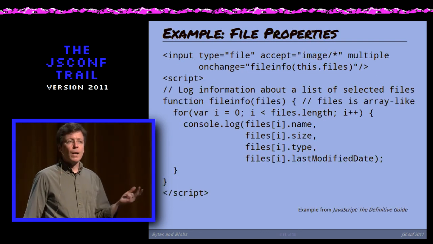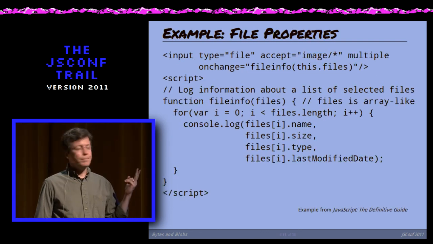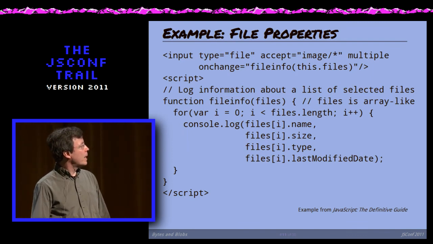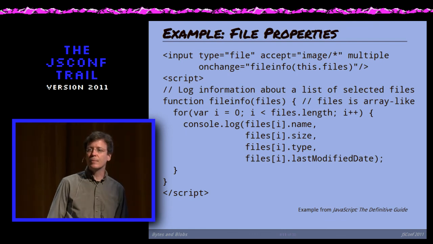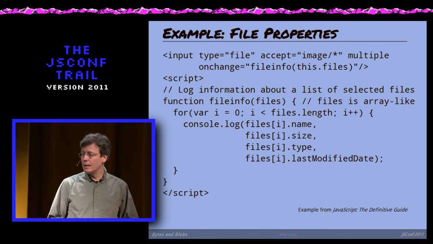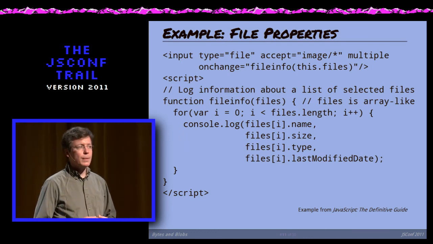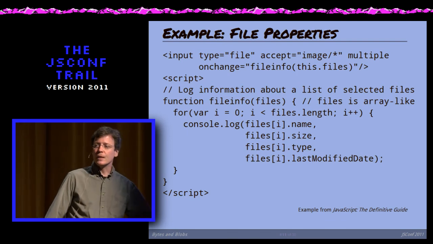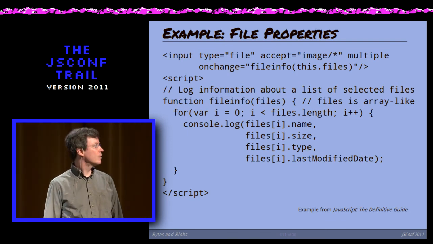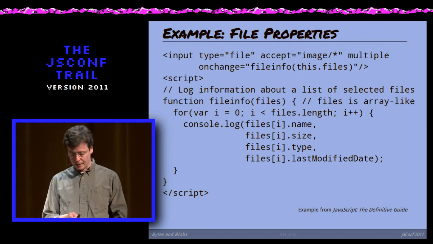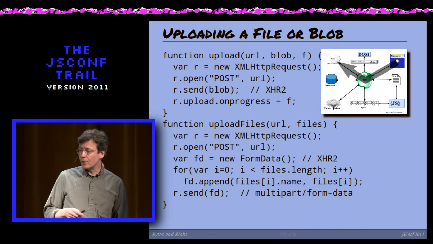So files are blobs. Blobs had two properties, size, the length, and the MIME type. Files had two more, a name and a last modified date. So here's an example. It allows the user to select one or more image files. And when they select them, it just does a console.log and prints out the 4 properties of each of the selected files. That's about all you can do with the blob and file APIs directly. But things get more interesting.